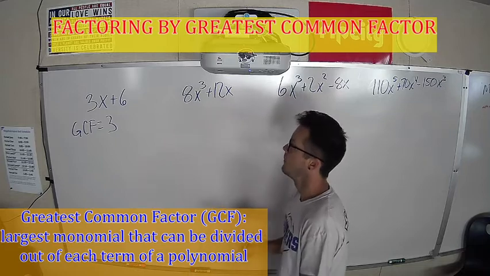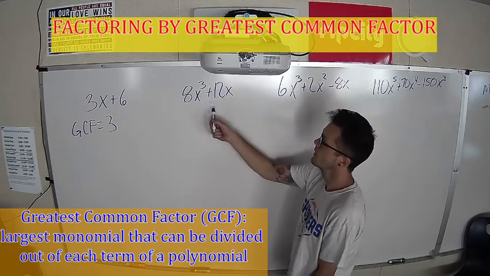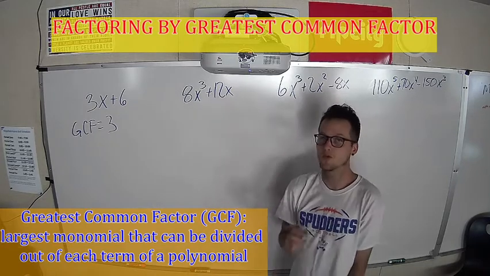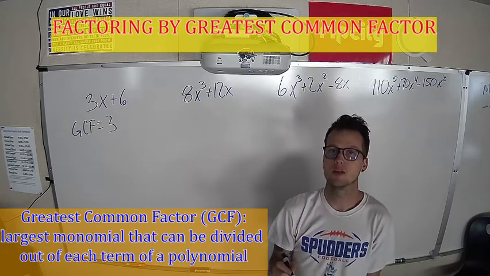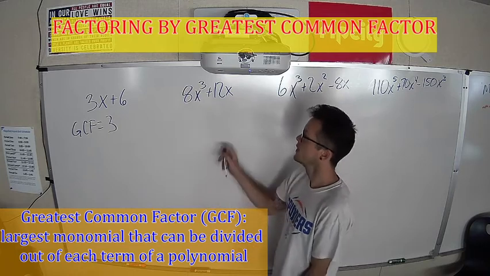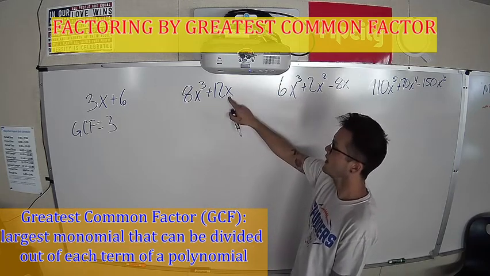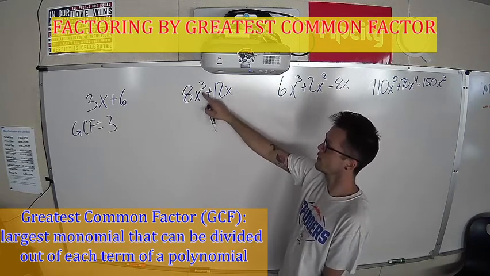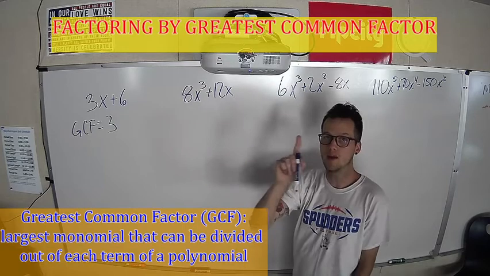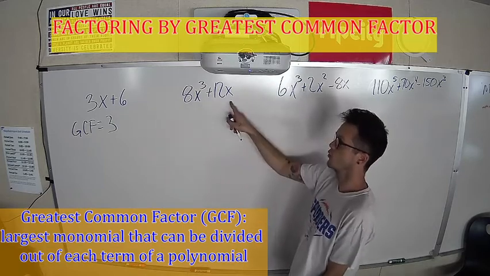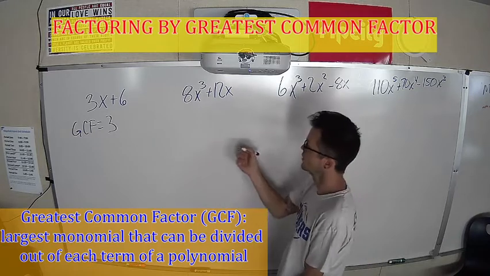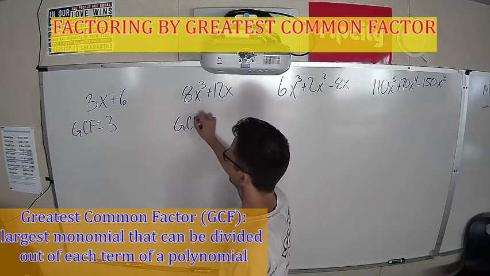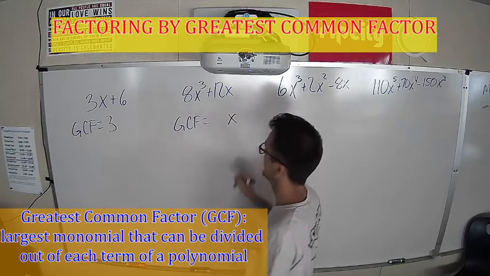Let's look at the next one. 8x to the third power plus 12x. The first thing I'm noticing here is that both of these terms have x's in them. That means that we can factor out at least one x. This has x to the first power, and this has x to the third power. They both have one x in common. There's 3 of them here and only 1 here, but they both have 1. So we'll be able to factor out an x. Our greatest common factor is going to have an x in it.